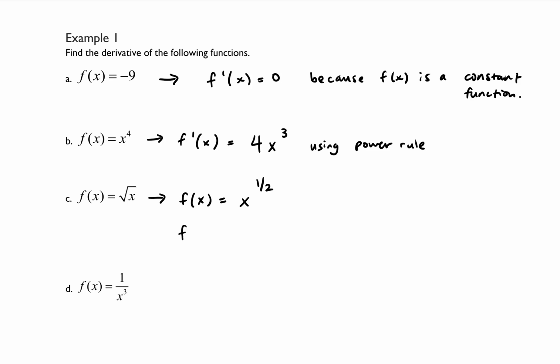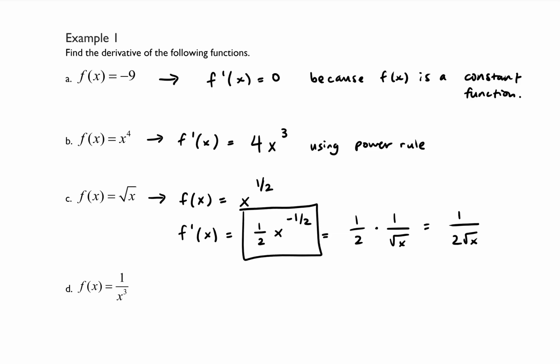So that's going to imply that f prime of x is equal to, I'm going to bring the power down, so I have 1/2 x, and then 1/2 minus 1 is -1/2. And sometimes you'll see this rewritten as 1/2 times 1 over the square root of x. Those are equivalent, and then you can rewrite that as 1 over 2 root x. So I'm okay with this version or this version, either is fine. And this was again using the power rule.